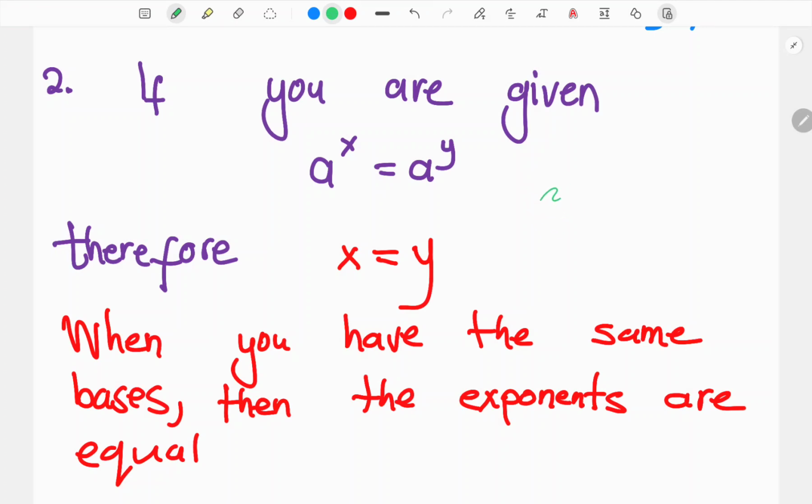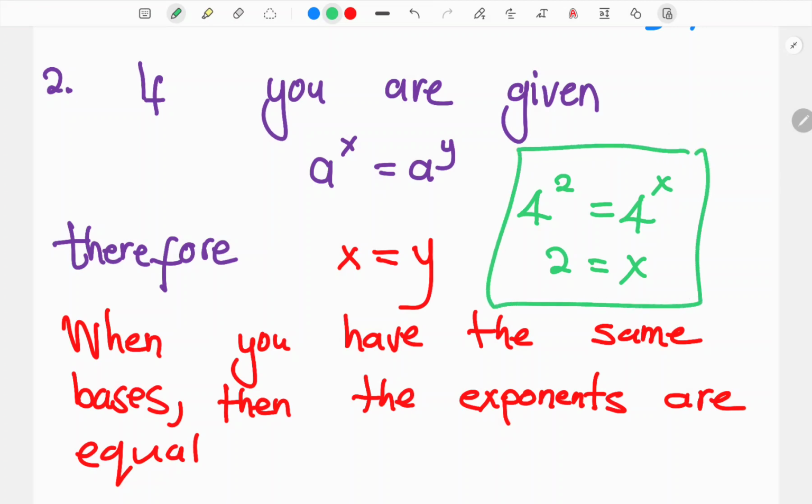So let's say you have 4 to the power of 2, and then you have 4 to the power of x, right? So the bases are the same. That means 2 is equal to x. You understand? So if the bases are the same, then the exponents are equal. This is something that you need to take note of. This is how it works.